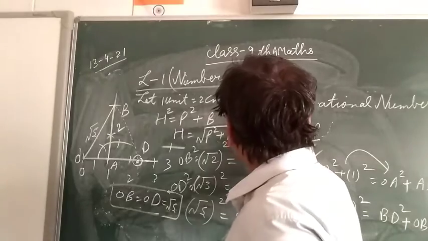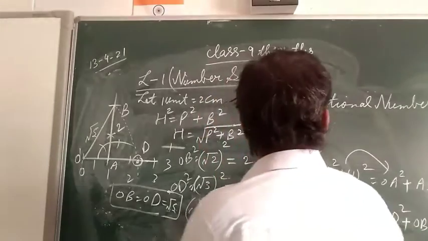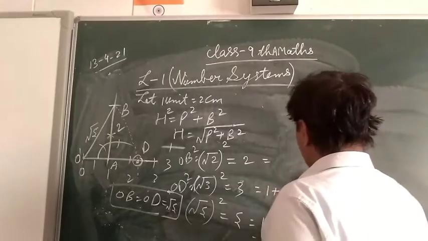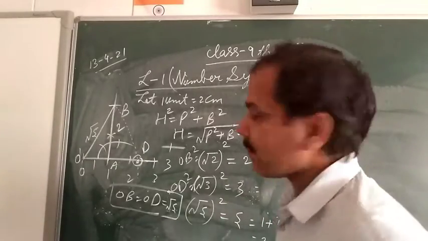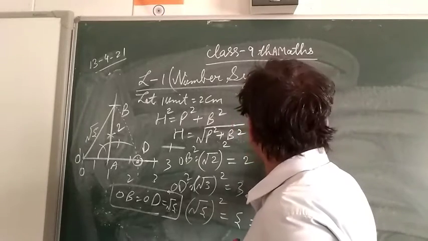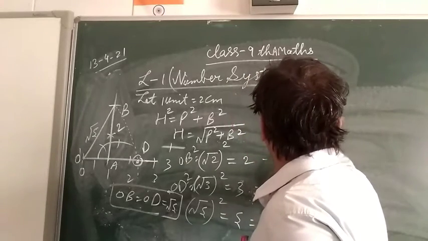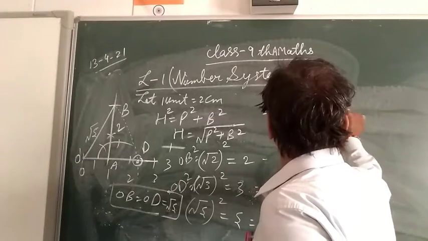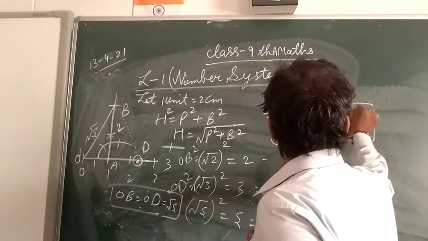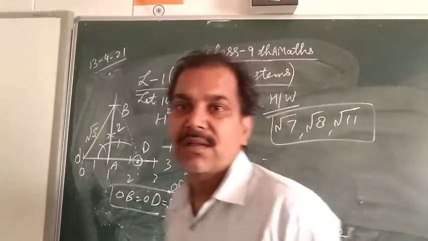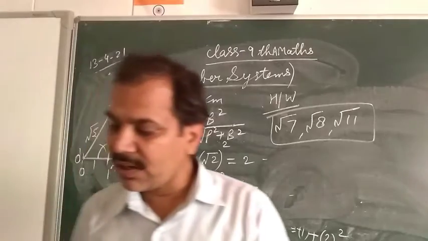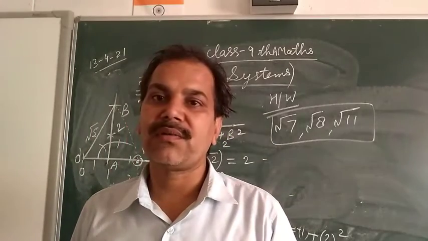So you can write some questions for homework. At home you can also try these questions: representation of under root 7, under root 8, under root 11. These 3 questions are homework. Clear? So in the next video I will start exercise 1.1. Okay, thank you.